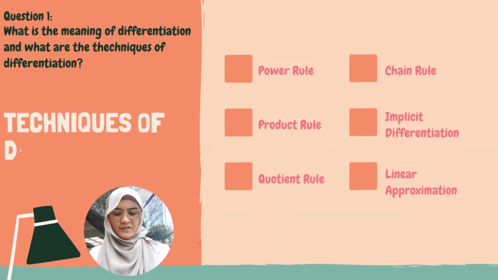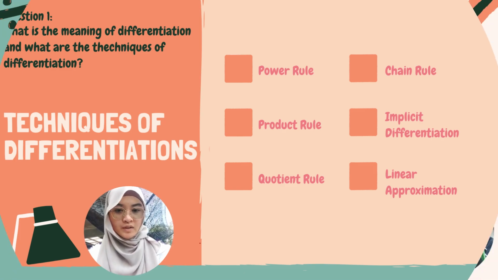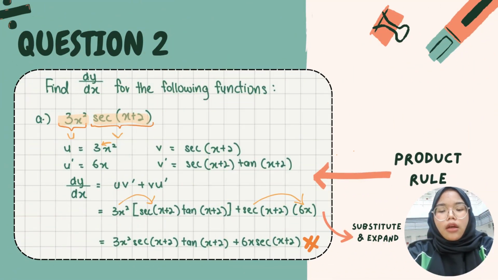There are 6 techniques of differentiation, which are power rule, product rule, quotient rule, chain rule, implicit differentiation, and linear approximation. Question 2. A. y equals 3x to the power of 2, sec x plus 2. To solve this, I use the product rule. Since there is a product of functions, the first function, u, is 3x to the power of 2. Its derivative, u prime, is 6x. The second function, v, is sec x plus 2. The derivative of sec x plus 2, which is v prime, is sec x plus 2 times tan x plus 2.